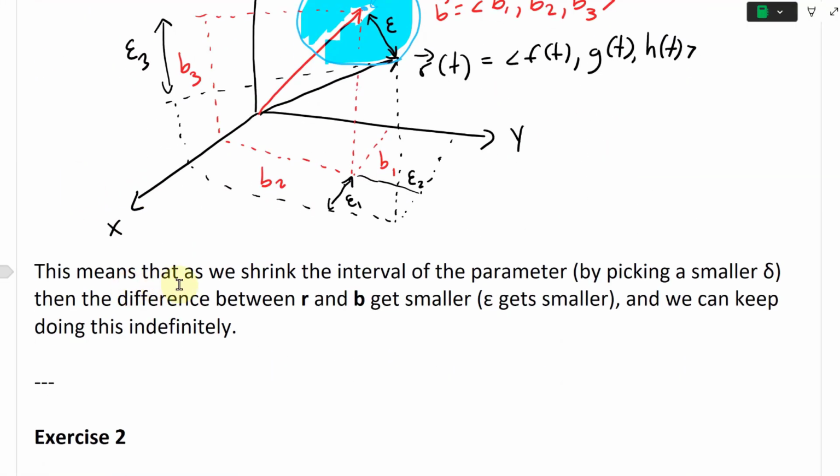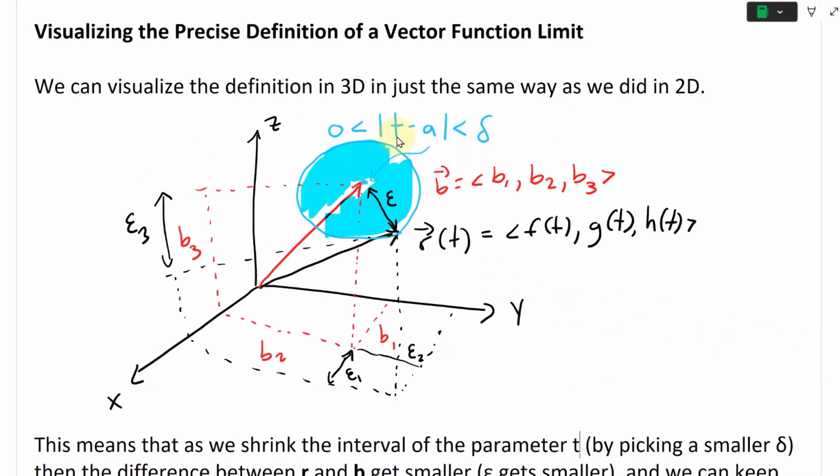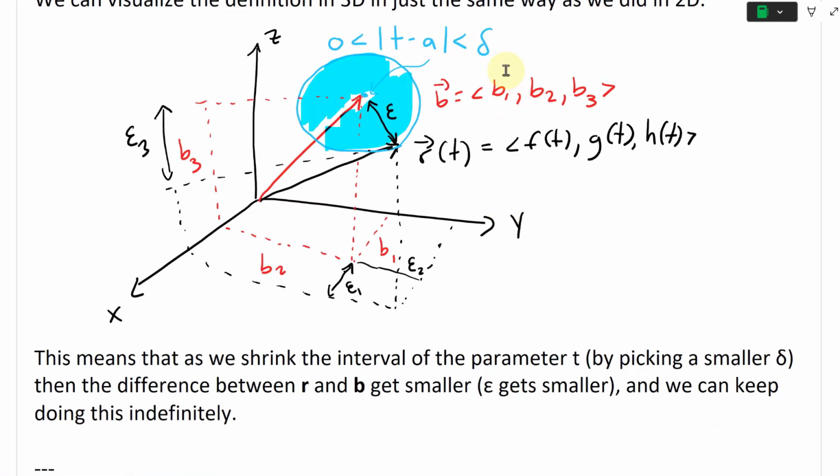So this means that as we shrink the interval of the parameter t by picking a smaller delta right here, as you get smaller and smaller towards there, depending on the value of t as it gets closer to a, the main one is this interval right here, this delta. So by picking a smaller delta, if we can keep getting this super small, there's always going to be a t value such that the difference gets smaller and smaller, if the limit, then basically this is approaching that vector.